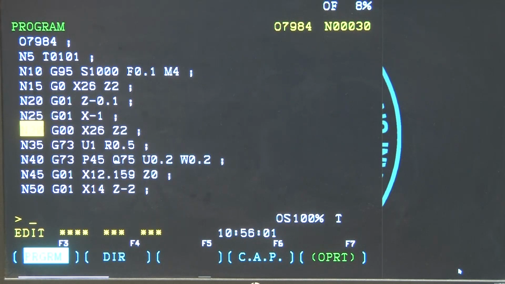Now, N30, it is given G00, X26 and Z2. So, this G00 we have already told, this is the positioning, and that coordinate is given as the X26 and the Z2, and that is the end of the block. Next is N35, this has the G73, U1 and the R.5. So, G73 stands for the counter turning cycle.